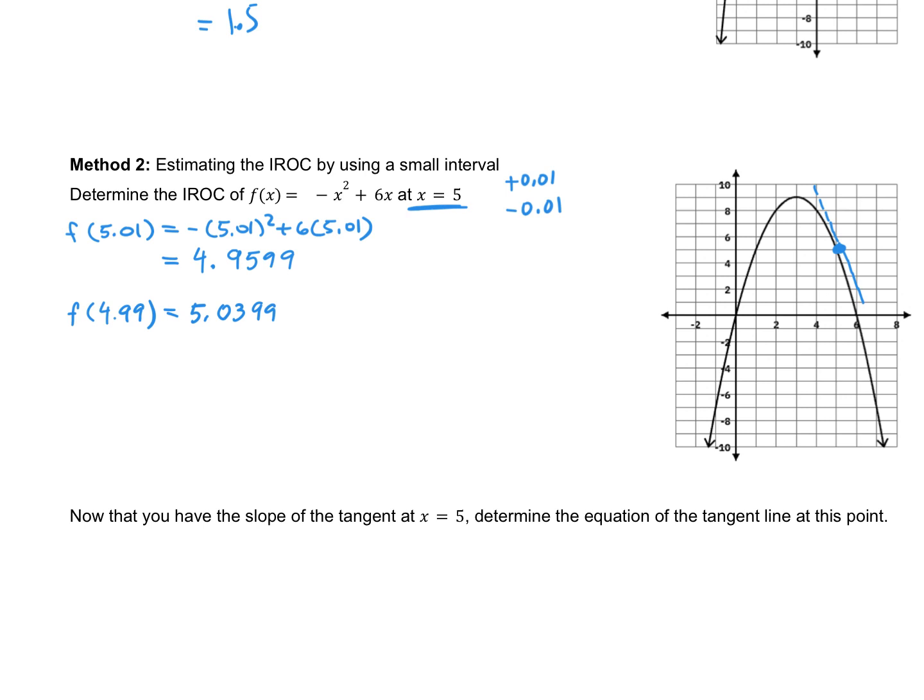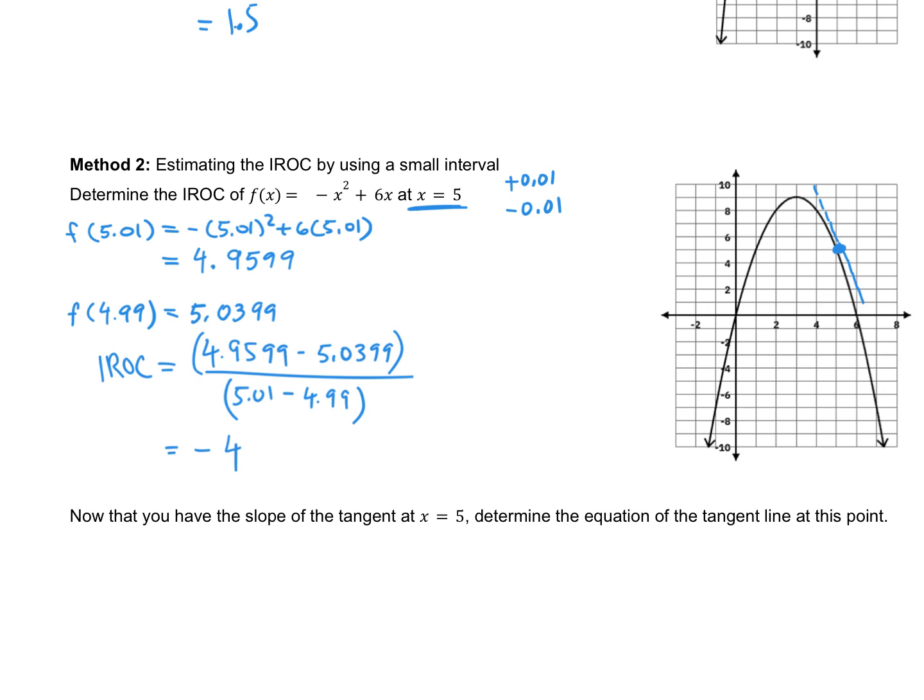But now I can do my slope formula. So instantaneous rate of change is equal to 4.9599 minus 5.0399 all over 5.01 minus 4.99. And when I punch that into my calculator carefully, so remember sometimes you might have to put brackets in your calculator when you do your division to ensure BEDMAS is followed, but you get -4.